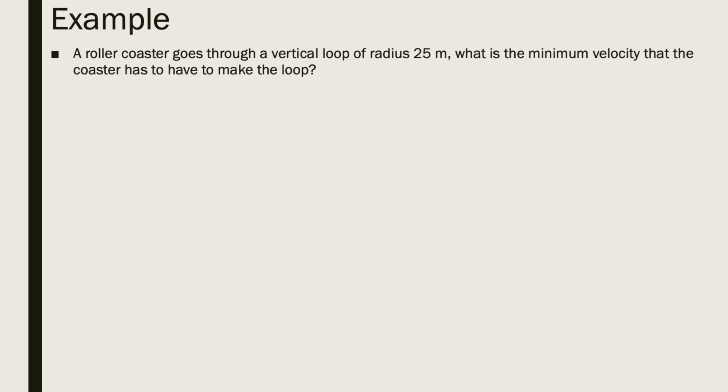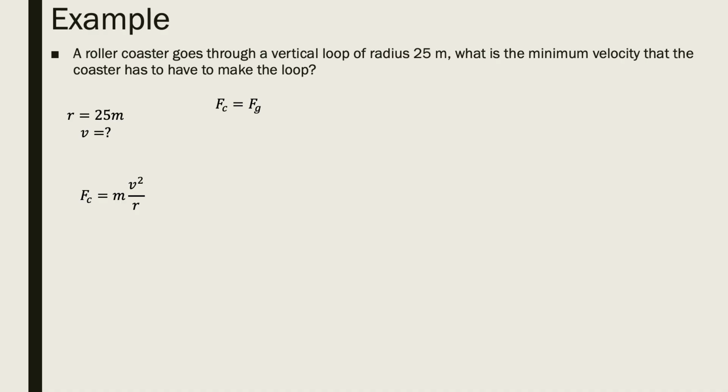So for example, a roller coaster goes through a vertical loop of radius 25 meters. What is the minimum velocity that the coaster has to have to make the loop? So we have radius is 25 meters. We're looking for our velocity. Now, like I mentioned, at our minimum velocity at the top of our loop, our force centripetal will be purely caused by our force of gravity. So we can say our force centripetal is equal to our force of gravity.